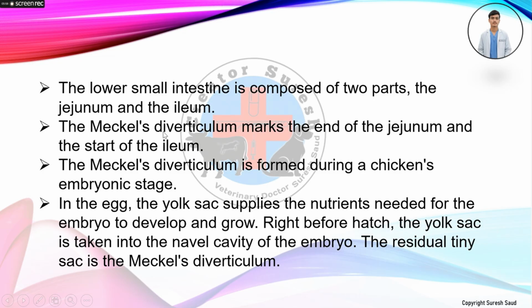The Meckel's diverticulum marks the end of the jejunum and the start of the ileum. The Meckel's diverticulum is formed during a chicken's embryonic stage. In the egg, the yolk sac supplies the nutrients needed for the embryo to develop and grow. Right before hatch, the yolk sac is taken into the navel cavity of the embryo. The residual tiny sac is the Meckel's diverticulum.